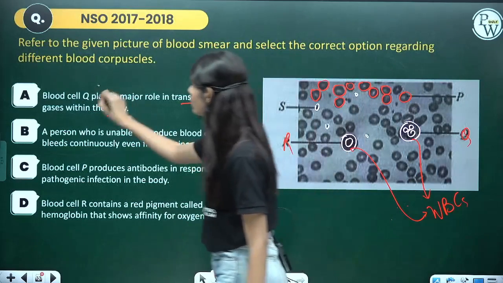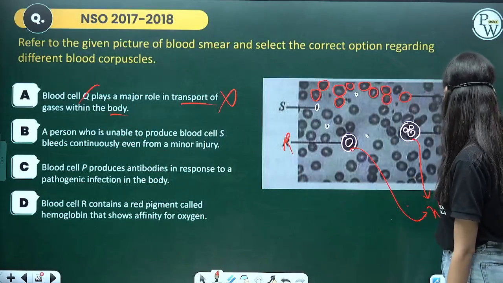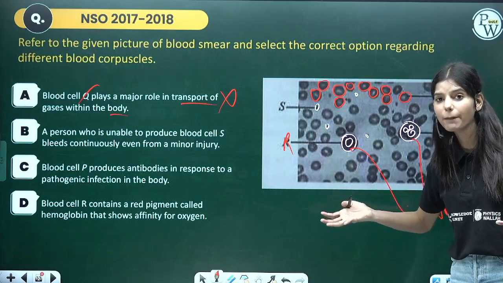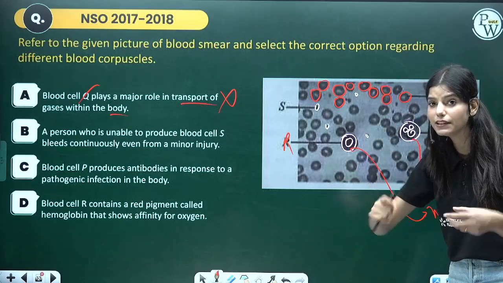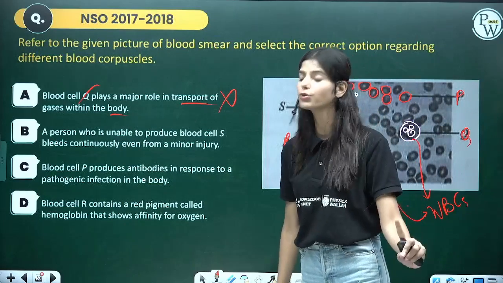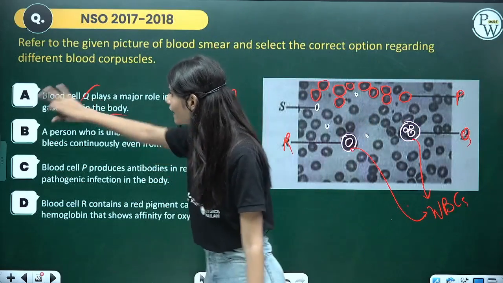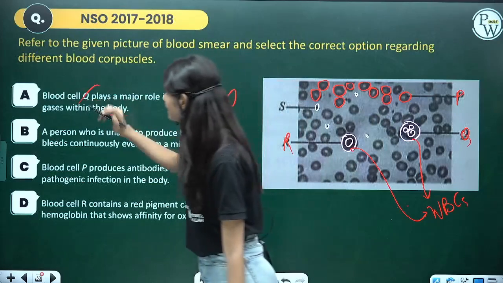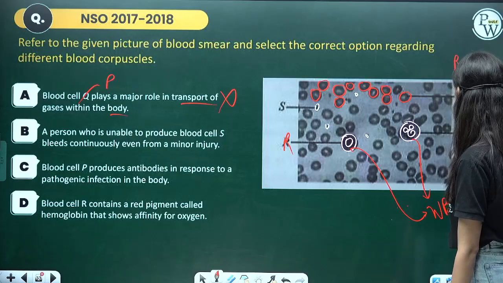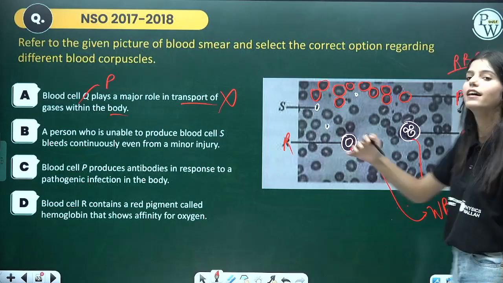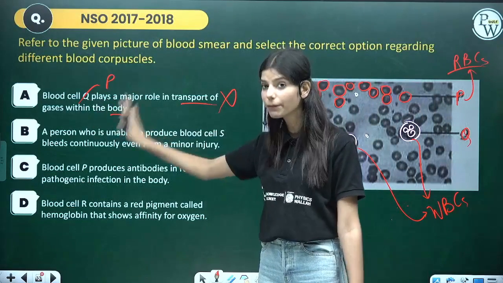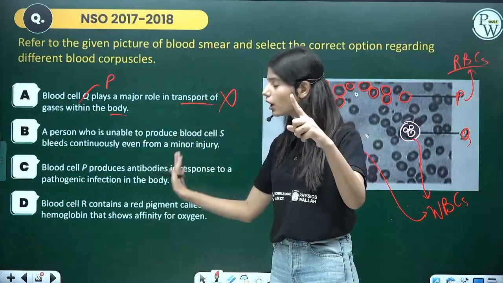It is not Q, but actually P. P cells are abundant in number, and it is actually the RBCs which are abundant in number, and they don't have a nucleus. Mature RBCs don't have a nucleus. And here you can correct this statement: blood cell P, which is a kind of RBC, helps us in the transportation of gases. So this statement is not correct because Q is a type of WBC and does not help us in the transportation of gases. Let's talk about the second statement.